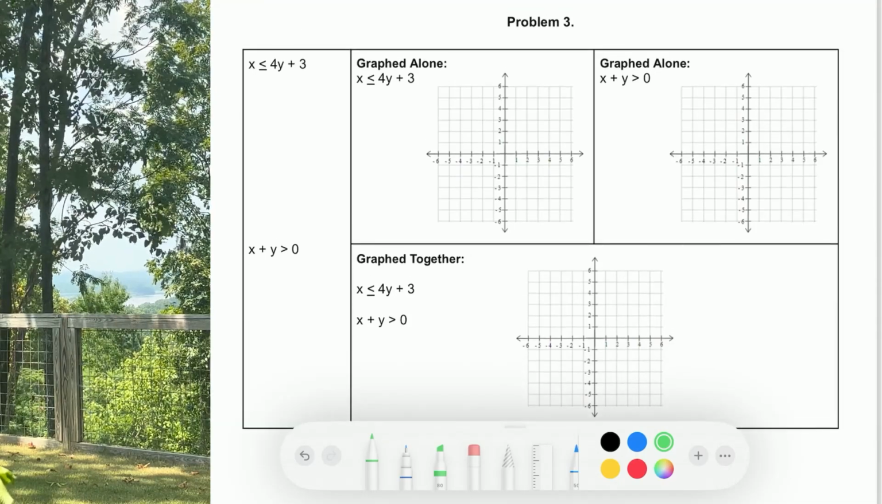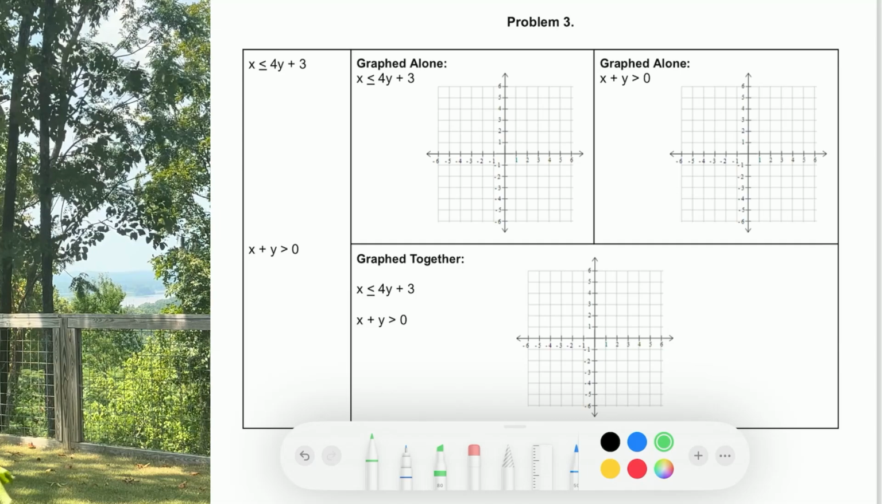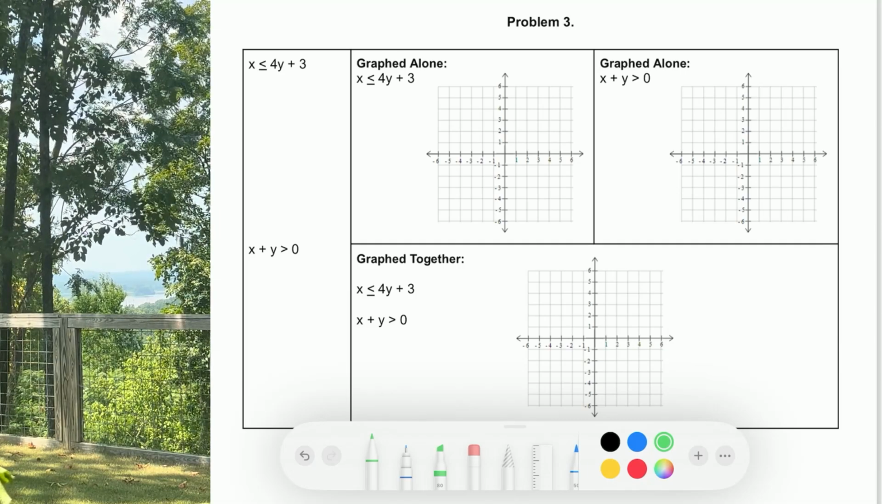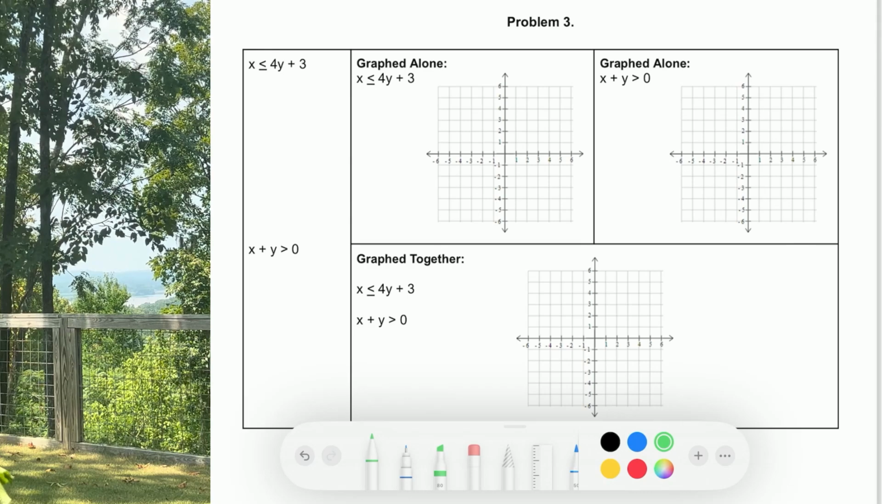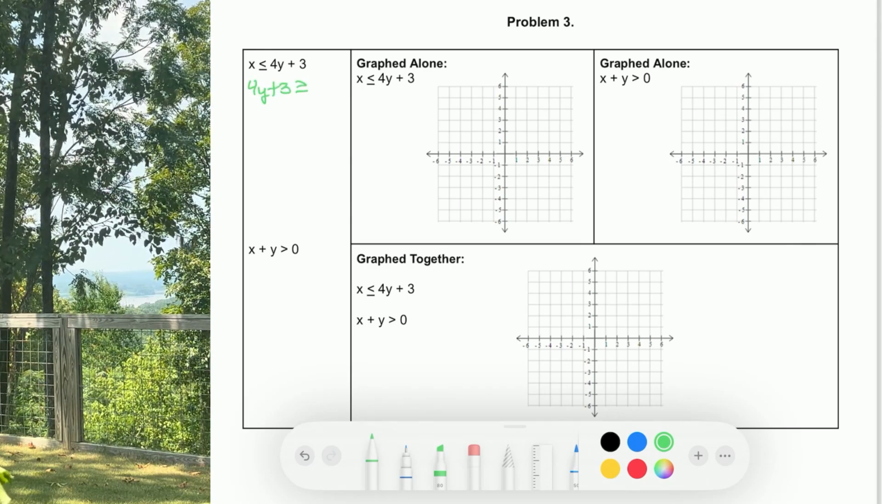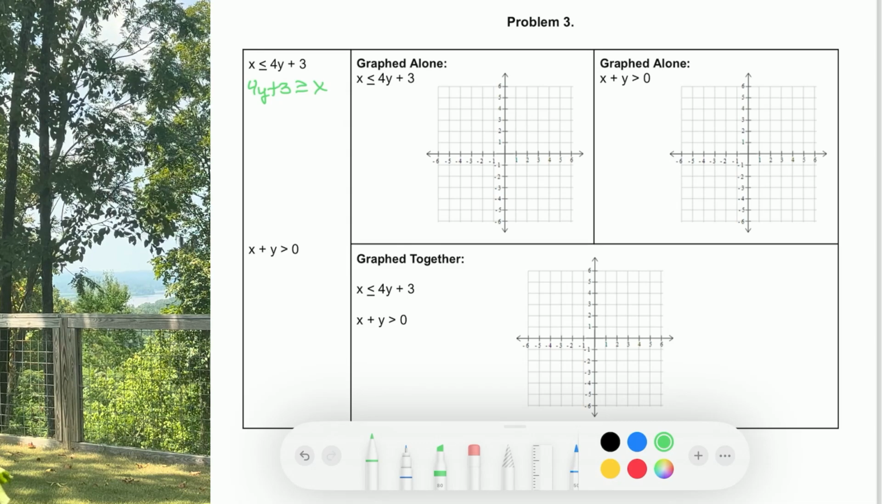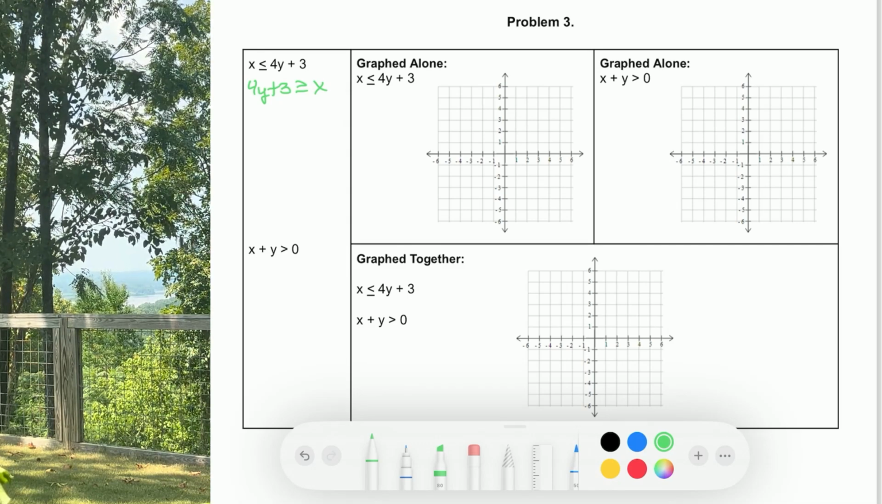All right, problem number 3. We're going to do the same thing. We're going to get our equations in the proper format. This one is like the other one where I want to flip the whole thing. So I'm going to write 4y plus 3 is greater than or equal to x. The open mouth was pointed towards the 4y, so I want to keep it pointing towards the 4y.